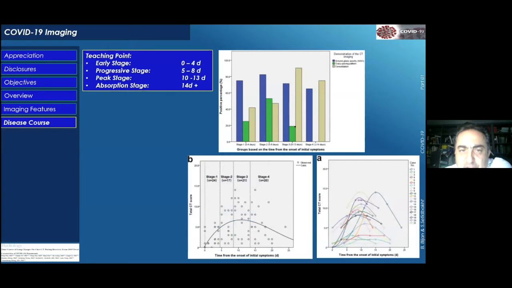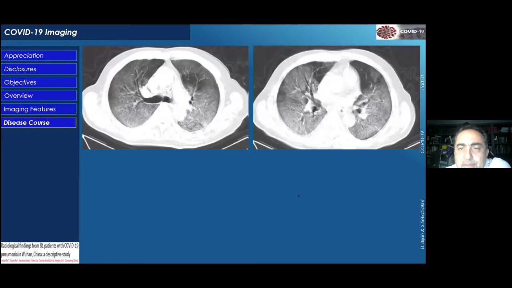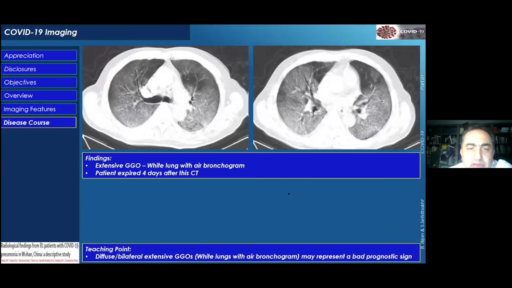This is a slide that I showed you before. So GGO happens in all 4 phases throughout the disease. The crazy paving is mostly seen in the second stage, but then the fibrosis or consolidation, you see it later on. So this is how it breaks down. Occasionally, you're going to see one of these cases where both lungs are completely wiped out. And this is a very, very bad sign. If you see it, it means that this patient is decompensating. This patient died after 4 days.